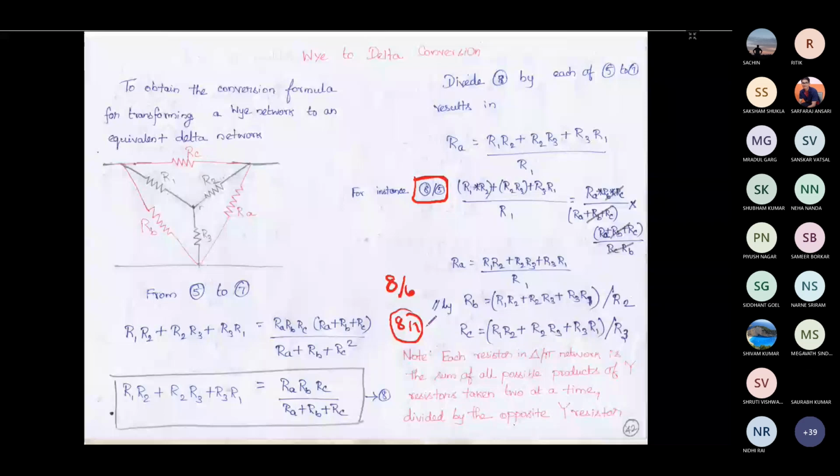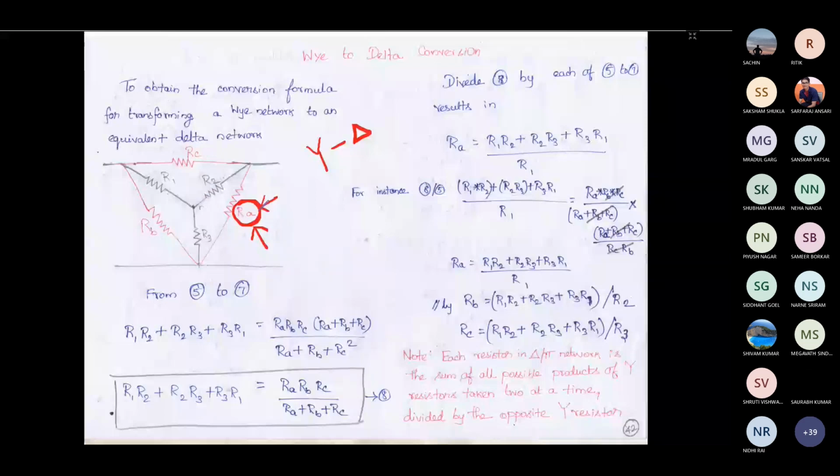Again, as I said before, this expression is difficult to remember for a long time, and you cannot derive the equations completely every time. So in order to remember it easily, this is the star to delta combination. Let's say that I need the value of RA. Where is RA? My RA in the delta combination is here. What do I need to find? I need to find the value of RA in terms of star values, right? Star values are given. I need to find RA, that is for the delta.